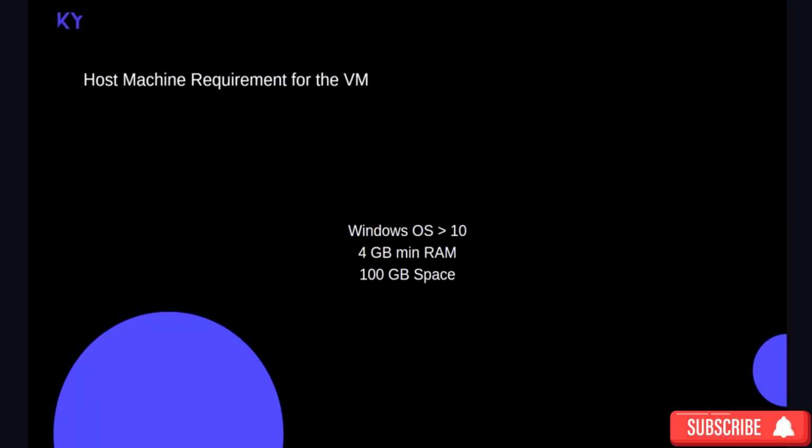So the basic requirement for installing a virtual machine on our Windows operating system is something like that. We need an operating system. It could be Windows 10, and Windows 10 works, and maybe Windows 7 also works. There's no problem with that. But the requirement is a minimum of 4 GB of RAM. At least it should be there.